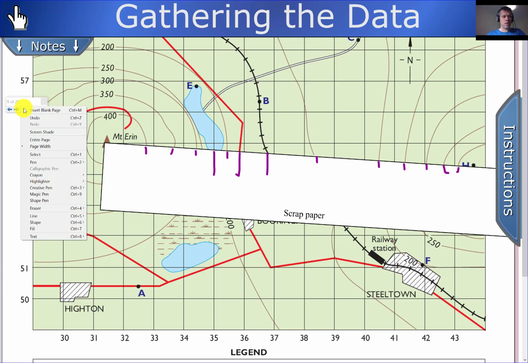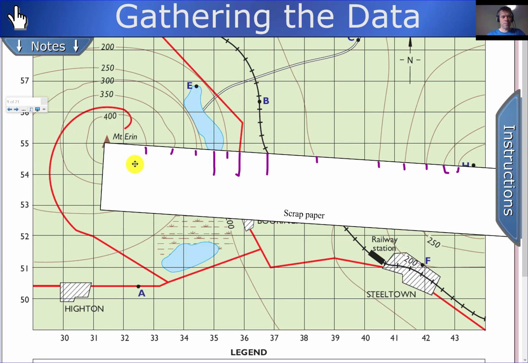So when I look at those lines again, I know that that's going to be 400 there, and the next one's going to be 350, and so on, and I go all the way across there. I also put in things like river, rail line, roads, etc. So after you've done that, you end up with a piece of paper with all those features on it, with each of the lines.